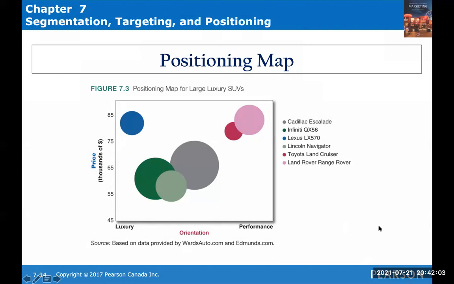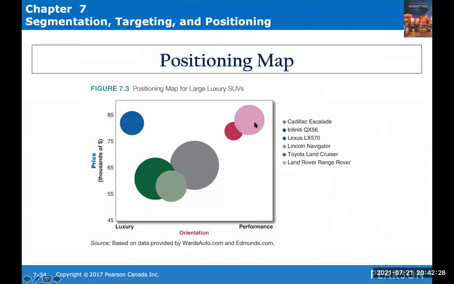So what's the most expensive car? The most expensive luxury SUV. Audi. It would be the, no, Audi is not on the map. Is Audi on the map? Lexus, sir. It would be Lexus. It would be this one, right? Yeah. Land Rover. Yeah. So this would be the Land Rover.